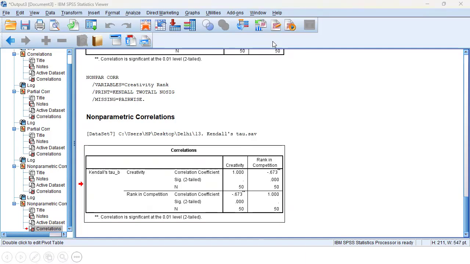So this is about the small introduction of the correlation. So thank you very much.